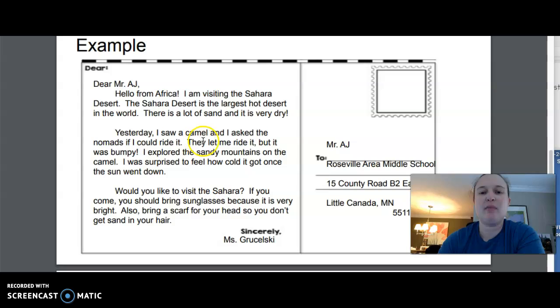Yesterday I saw a camel and I asked the nomads if I could ride it. They let me ride it, but it was bumpy. I explored the sandy mountains on the camel. I was surprised to feel how cold it got once the sun went down.